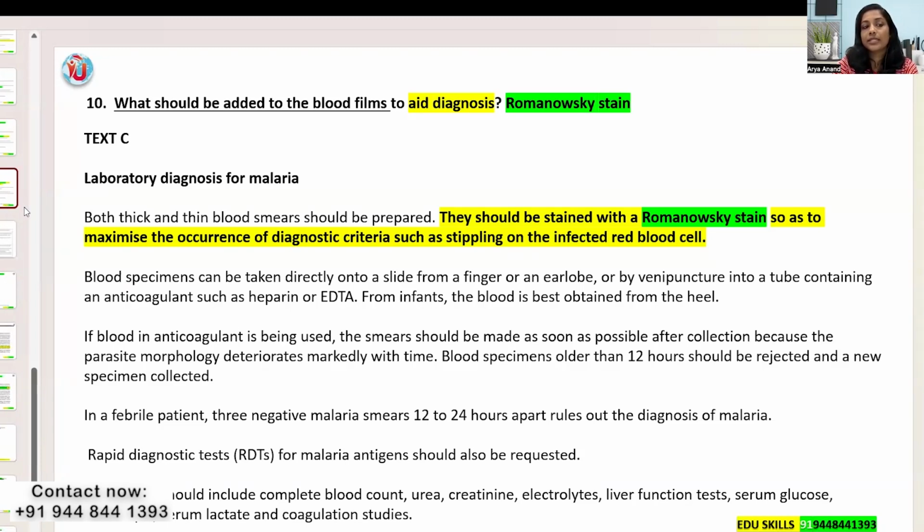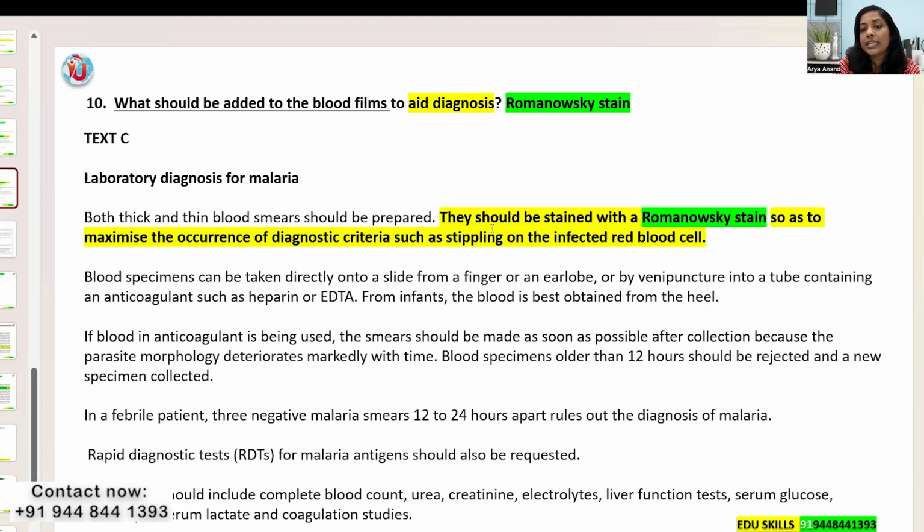Any doubt in this question? Can you explain one more time? Yeah. What should be added to the blood films to aid diagnosis? Okay. So this topic is from laboratory diagnosis. That you understood, right? Okay. So here they have asked what should be added. Something you need to add in this blood smear or blood film. Here they have mentioned blood films, but here they mentioned blood smears. So when you do this, you need to add something.